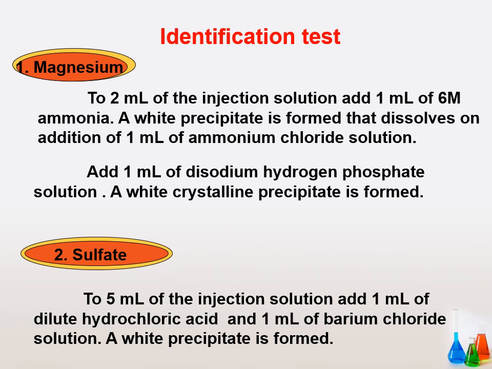The identification test for the sulfate portion is done by adding 5 ml of the injection solution to 1 ml of diluted hydrochloric acid and 1 ml of barium chloride solution. A white crystalline precipitate will be formed.